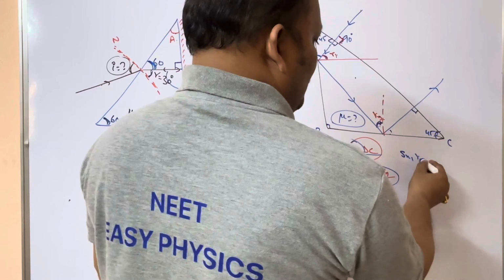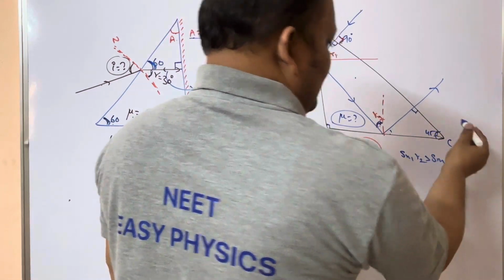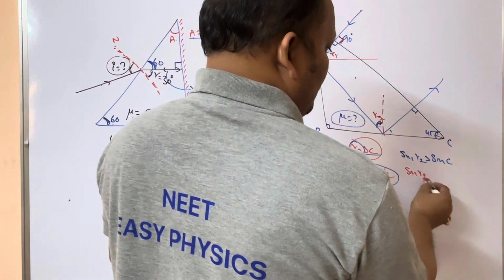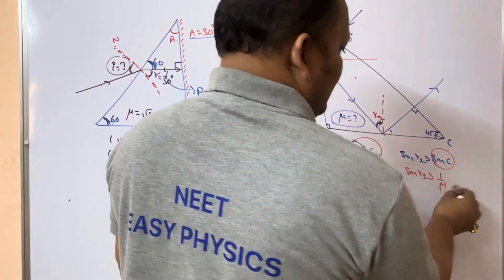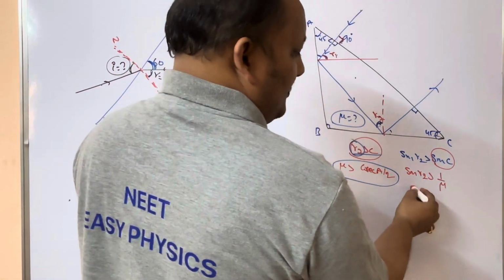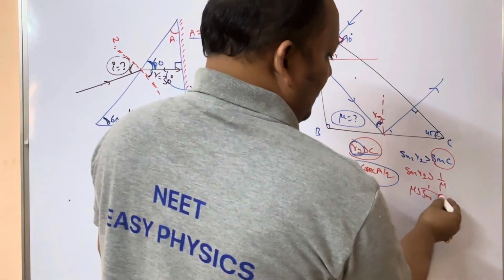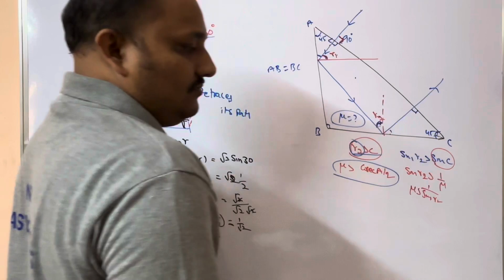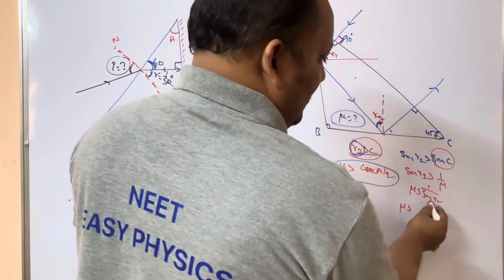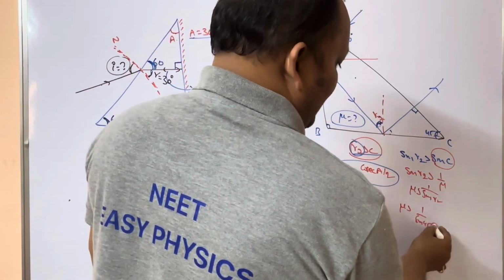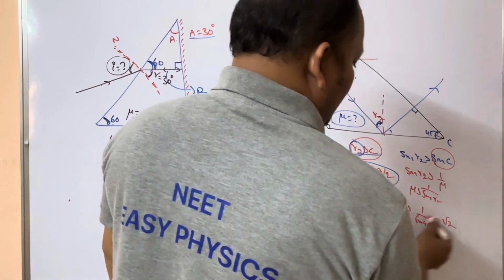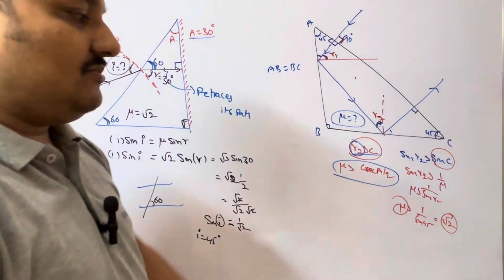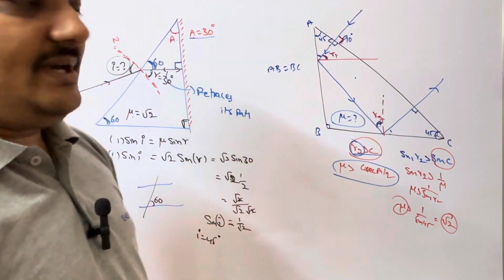So sin R2 greater than sin C, and sin C can be written as 1 by mu. So mu is greater than 1 by sin R2, which means sin 45. Sin 45 value is 1 by root 2. Therefore, mu should be minimum root 2. It should be greater than root 2, or the minimum value should be root 2.